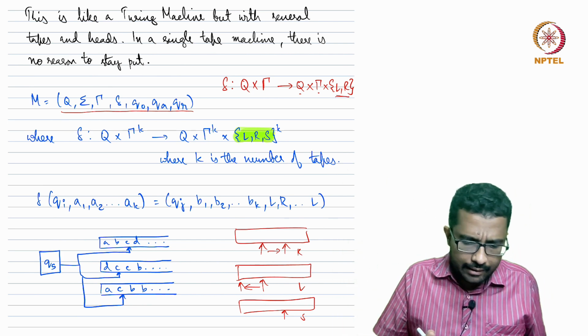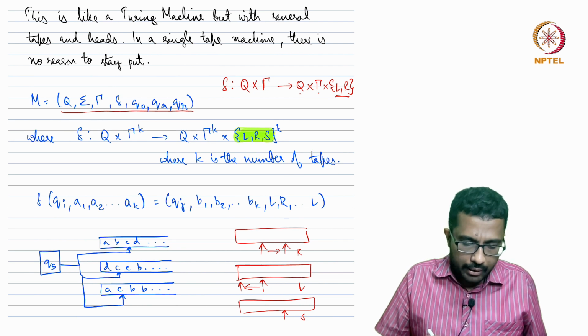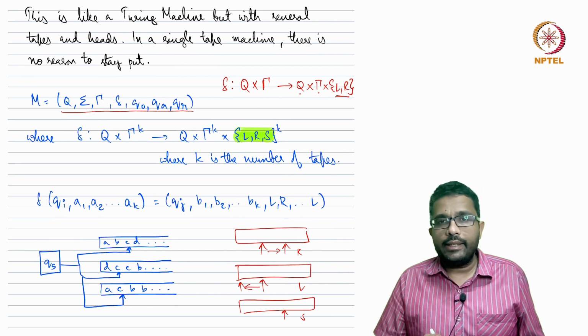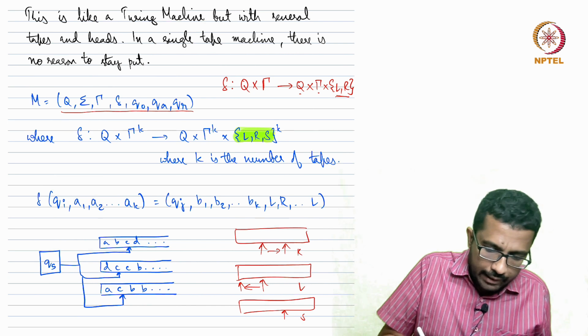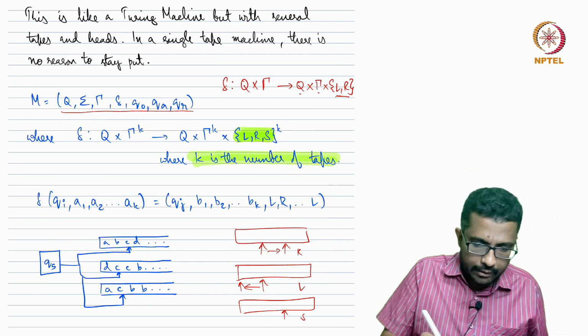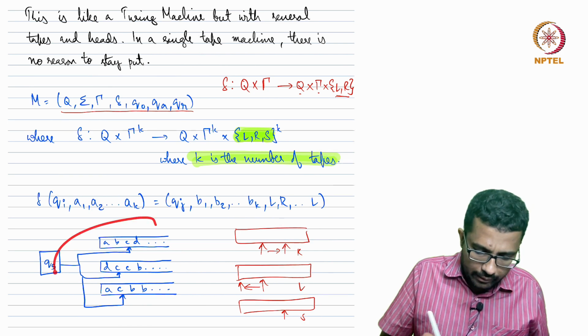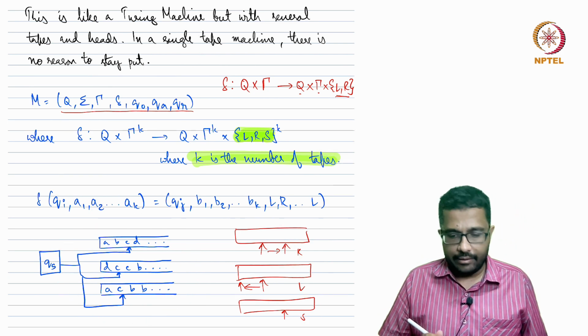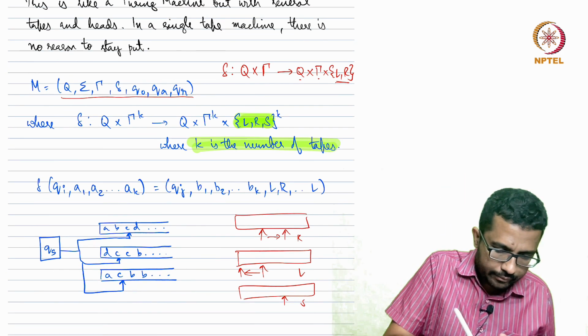Here it's very similar, but notice that instead of one tape, we are allowing k number of tapes. So there could be multiple tapes. So in the figure here, k is 3. There are 3 tapes here, right? So here k is 3.